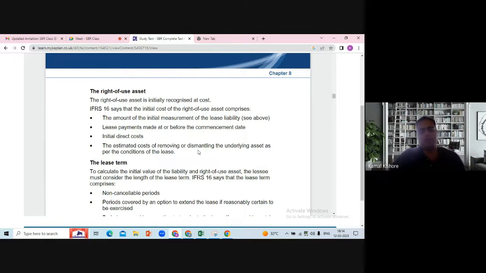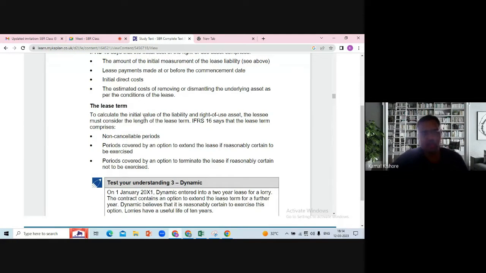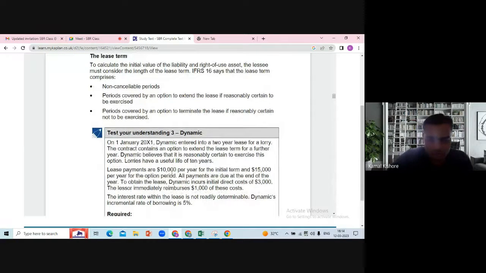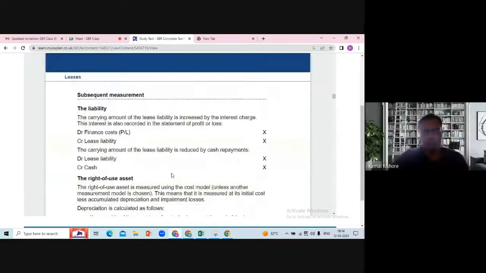Any other cost, such as the cost of removing or dismantling the underlying asset. If you remember, we saw this last week in IAS 16. So same thing, that will also be covered. And then the lease term. In terms of calculation, I think you can go through this. It will not be a big challenge. Then the subsequent measurement is basically that you are charging the interest cost and so on.